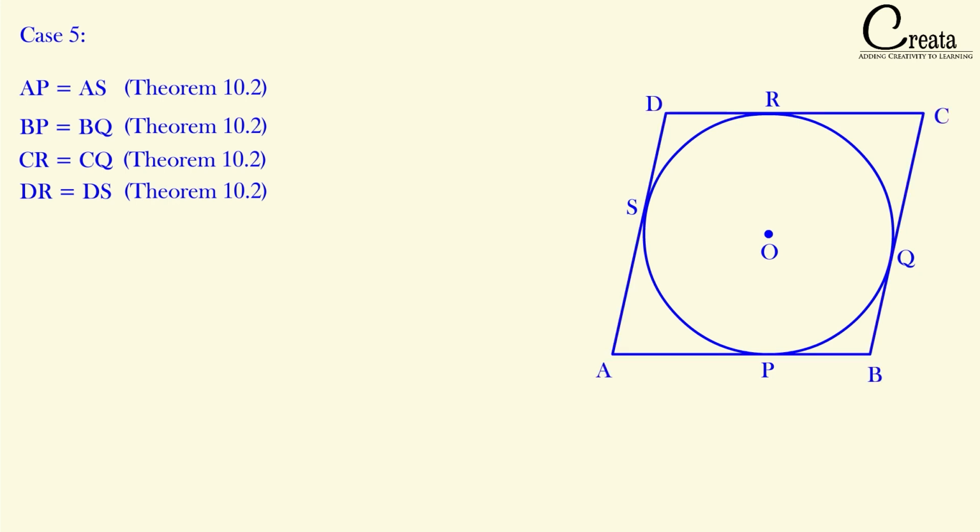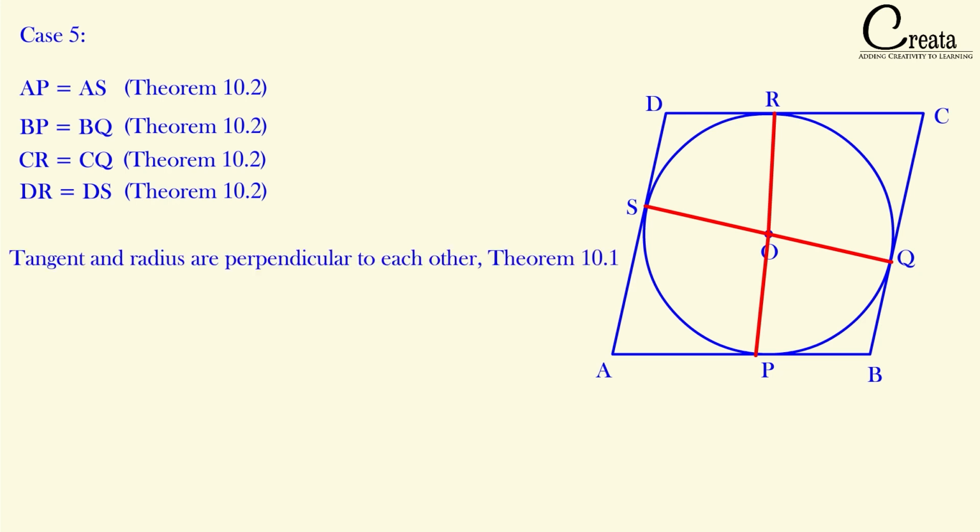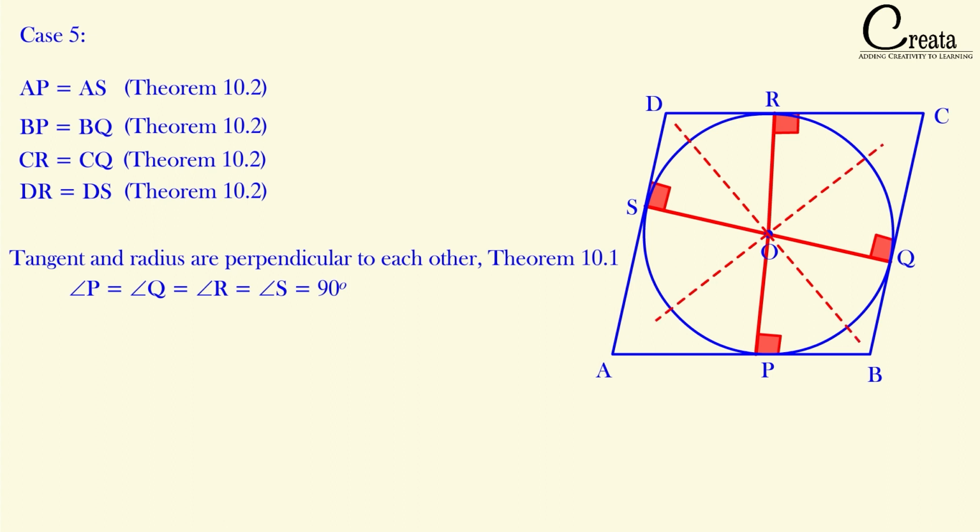And also if we draw the radii, here 4 radii will be applicable, which comes under theorem 10.1, which shows that the radius and tangent are perpendicular to each other. So these angles will be equal to 90 degrees. Here also you can form different types of triangles. 8 triangles will be applicable and you can play with these triangles to form different cases. So this is the case of a circle and a quadrilateral.